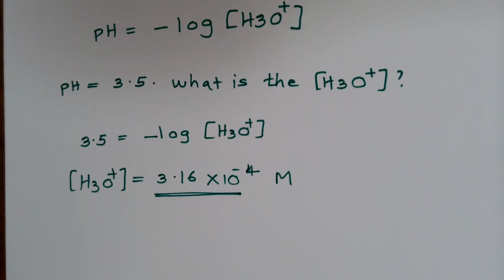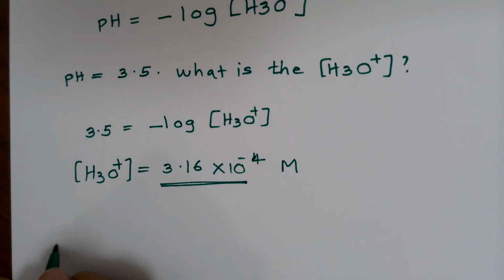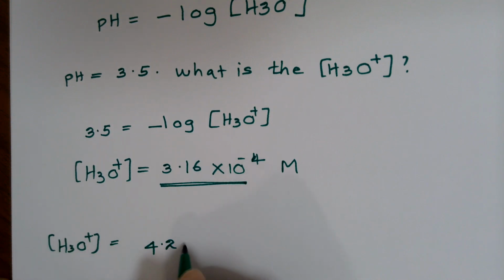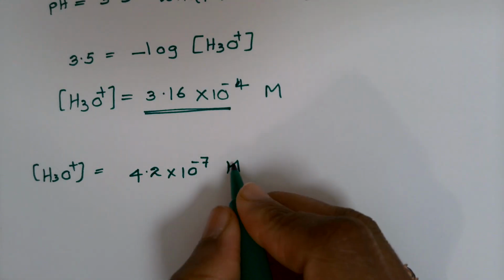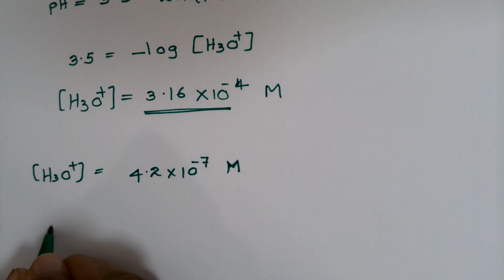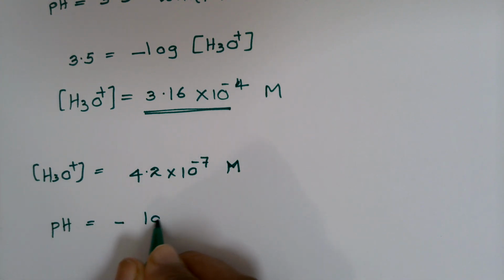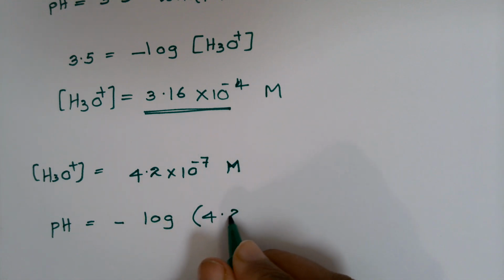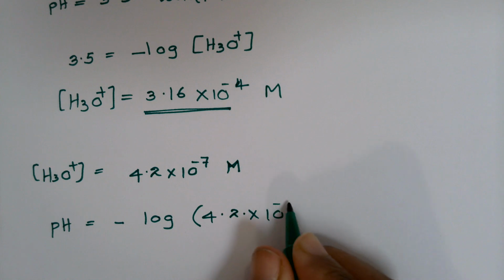And now let's take another example. The H3O+ concentration is equal to 4.2 times 10 to the negative 7 molar. In this solution, what is the pH? So let's apply the equation. pH is equal to negative log, and our H3O+ concentration is 4.2 times 10 to the negative 7.